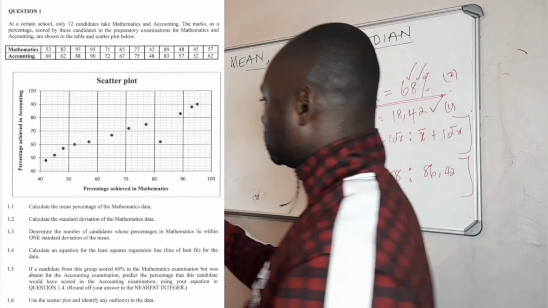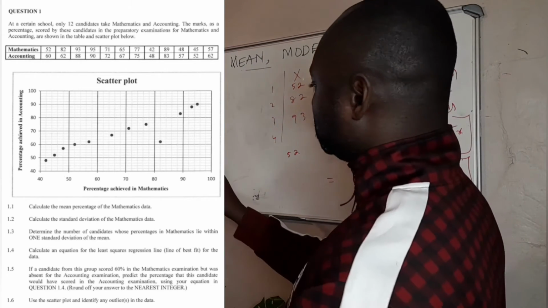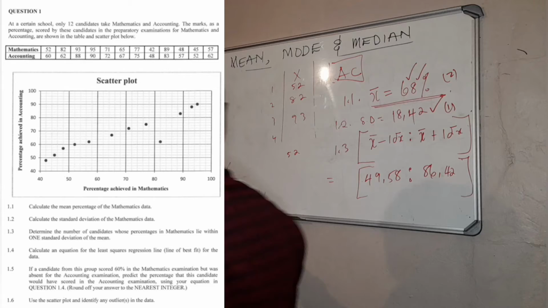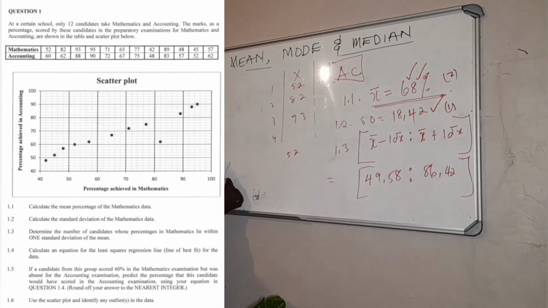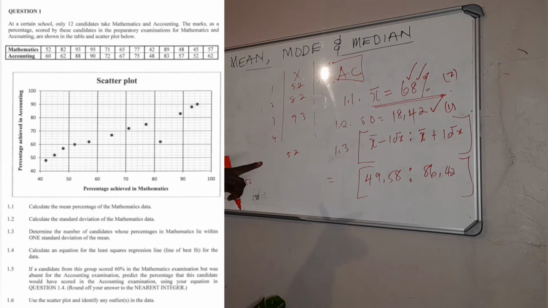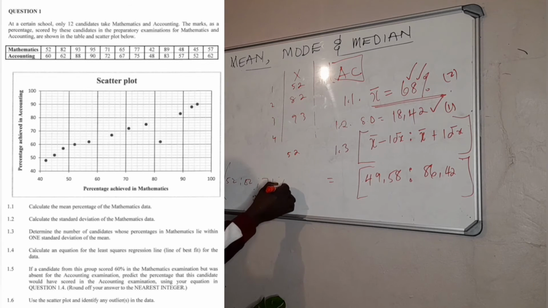So now let's quickly go to the table. Can we find 52 within? Yes. So we are going to write the numbers that are within. So 52 is there. 57. 82, can it be within? Yes, 82 is there. Can we also find 93 within? No, so it is outside. We don't consider 93 within this interval. 95 is outside. 71 is in. Okay. 65 in. 77 in. So is within.